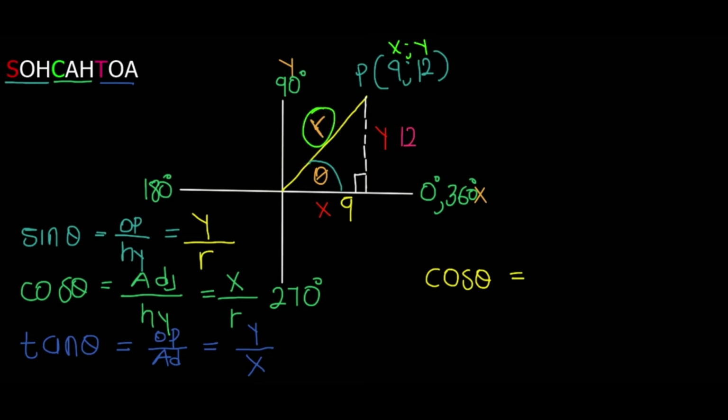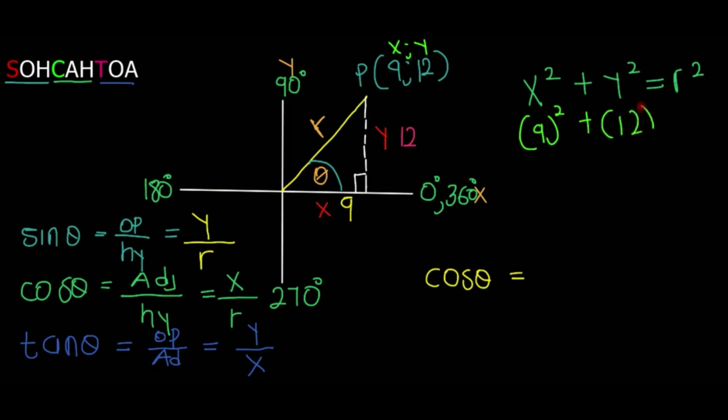It's important to always have all the sides, but because we have a right angle triangle we can use the theorem of Pythagoras to find this side. Theorem of Pythagoras is x squared plus y squared is equal to r squared. This is from grade 8 and 9. So from here we will substitute x and y and then find the value of r. Our x is 9 and then our y is 12, which is equal to r squared.